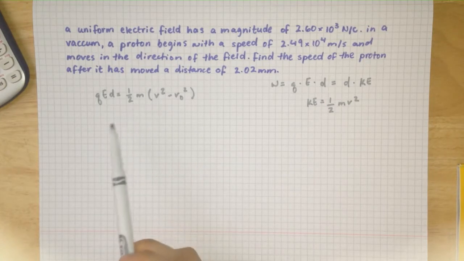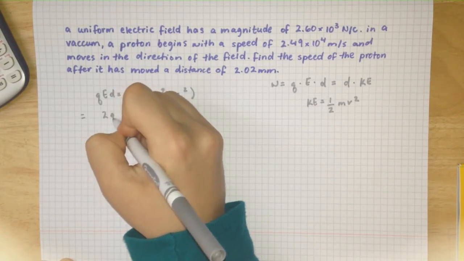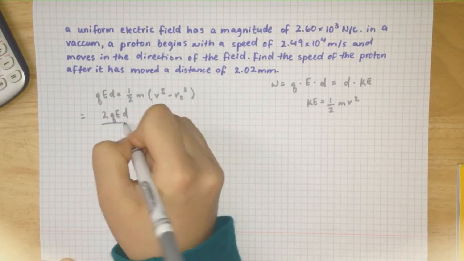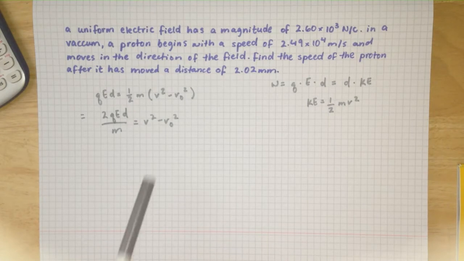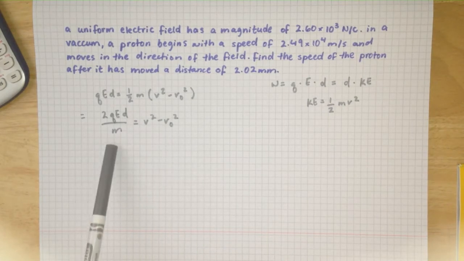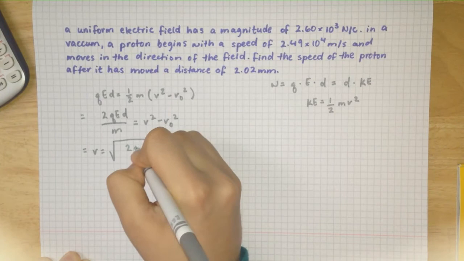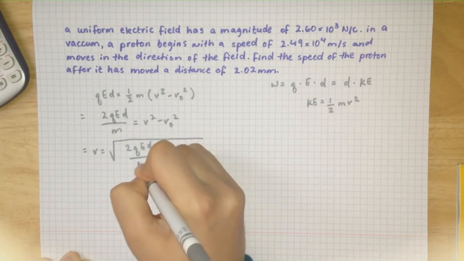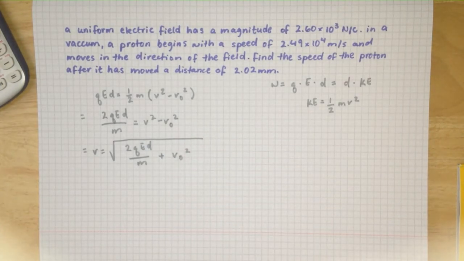So for this, we're going to multiply both sides by 2 to get rid of this 1/2, and then divide both sides by m, so we get 2QEd over m is equal to v squared minus v naught squared. Then we're going to add v naught squared over to this side and take the square root of both sides so that we get a clear formula for v final. So v final is equal to the square root of 2QEd over m plus v naught squared. And now we can just plug in all of our numbers here.